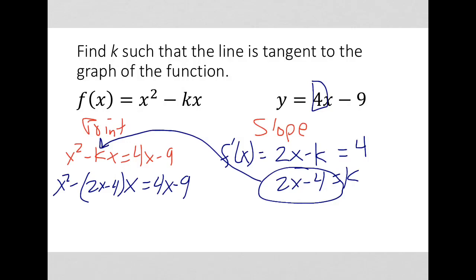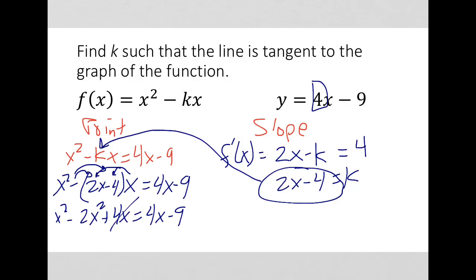Let's solve this system. So we need to distribute and combine like terms. So I'm going to throw in that x into those parentheses. So I'm going to get x squared minus 2x squared. Notice I'm also going to distribute in that negative. I'm going to get x times a negative 4 gives me a negative 4x. Distribute in that negative to it, though. Becomes a positive 4x equals 4x minus 9.